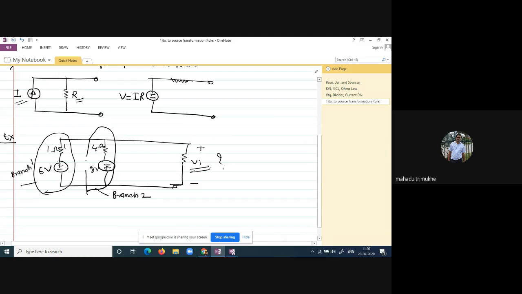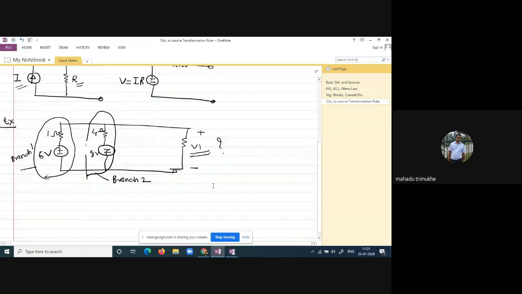Whatever resistor is present in series combination with the 6 volt, you have to add as a shunt with the current source. Similarly, here V is already known, that is 8, in series with the resistor, right? That is 4. 8 divided by 4, you will get 2 ampere. And the 4 ohm resistor you have to connect as a shunt with your 2 ampere current source.